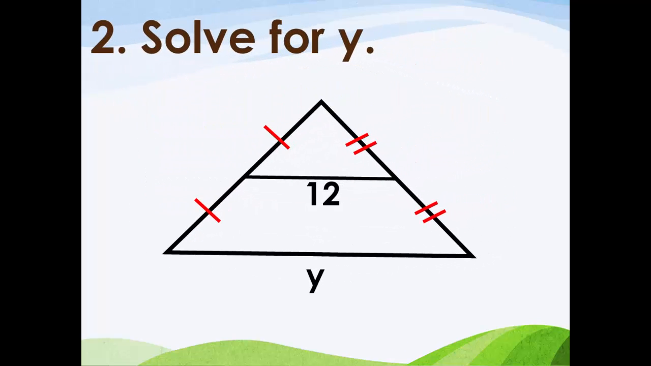Write this example down. In this one, keep in mind that the mid-segment is always the smaller of the two. So in order to get this one, I really need to double to get to the parallel side.